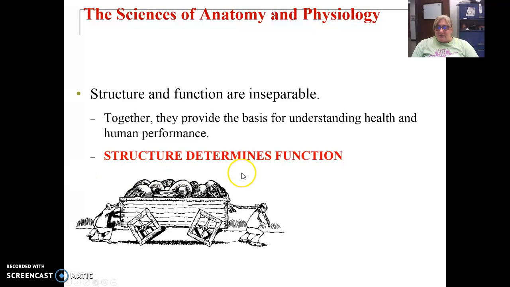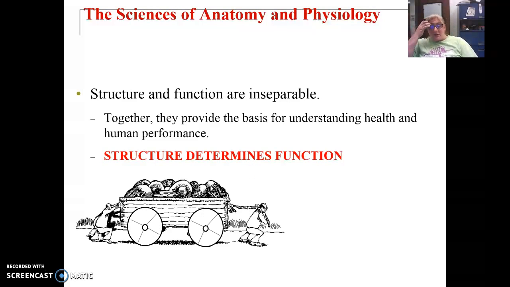Now if we change the structure, we can change the function. So here it's structured properly. And with this structure, we're actually going to be able to allow the cart to be pulled easily. Maybe not easily, they still look like they're pushing it, but because the wheels are round, they're now going to function properly.